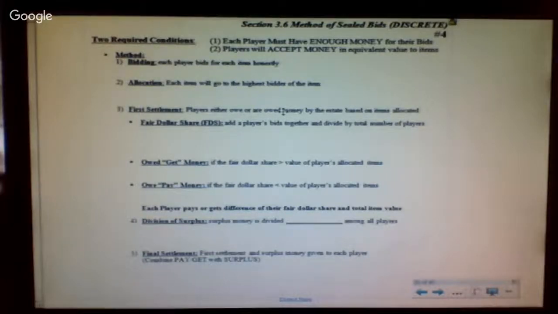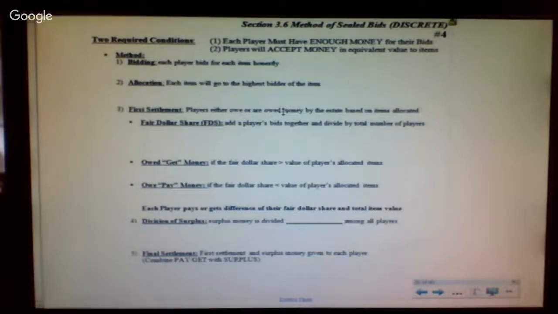Okay, so we've got 2 required conditions. 1, you have to have money in order to bid. You can't bid for something that you don't have money for. The second thing, you have to accept money in place of items. So you may not get what you want, but you'll get money to replace it.